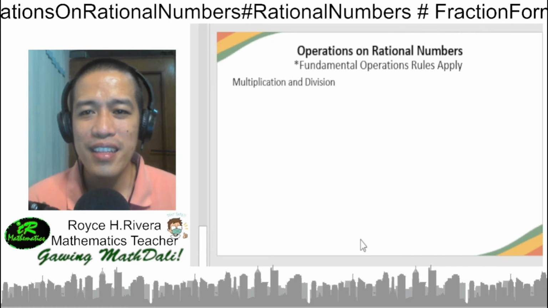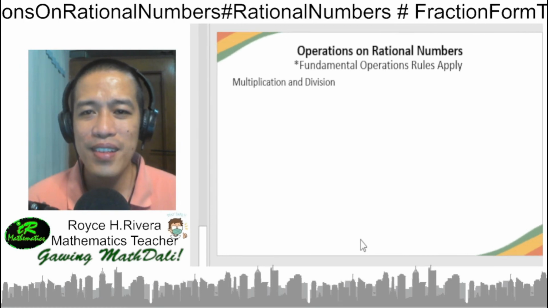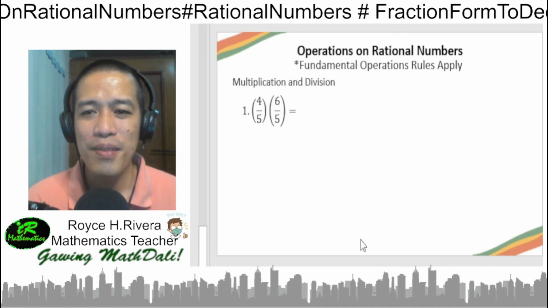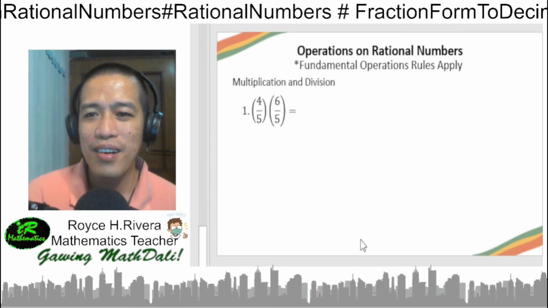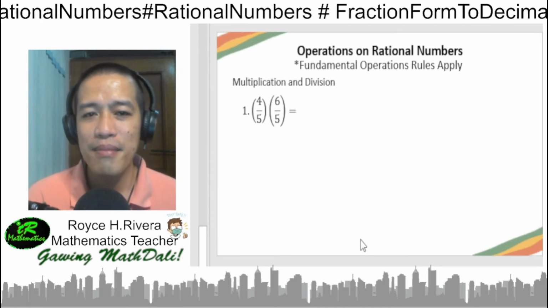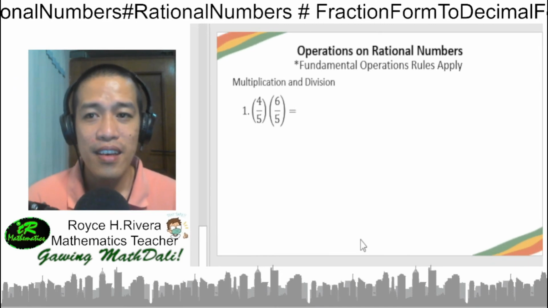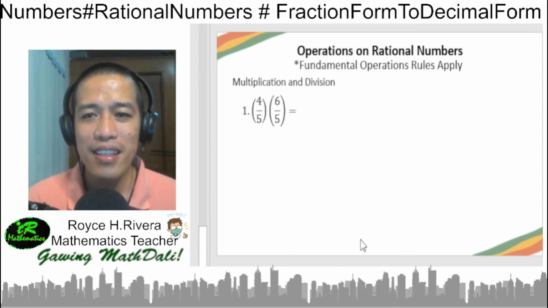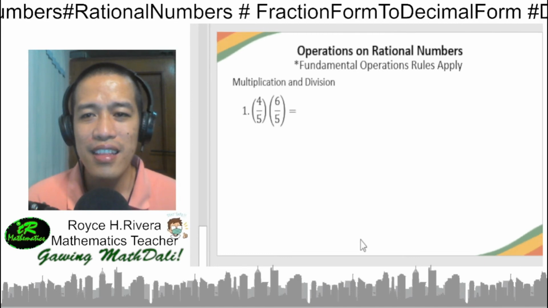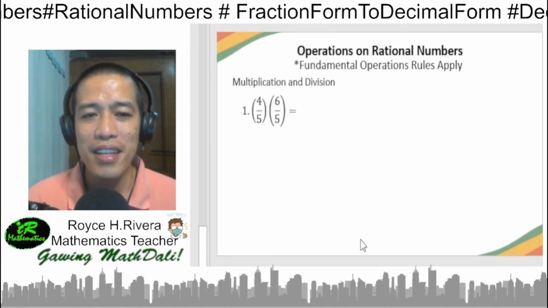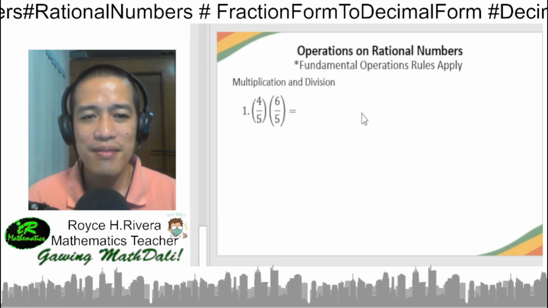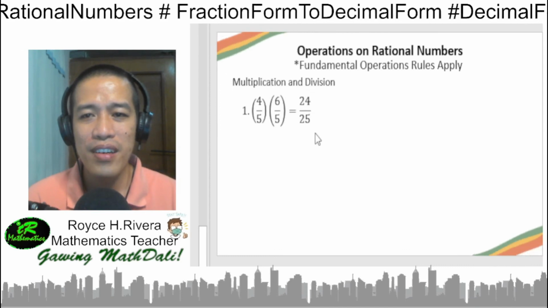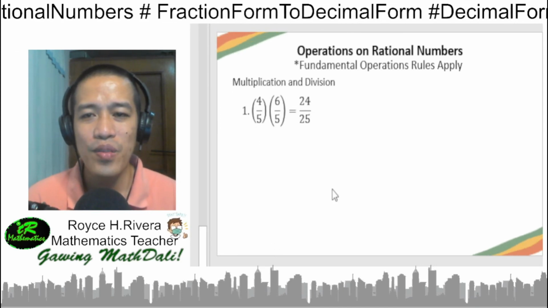Now, let us proceed to multiplication and division of rational numbers. Number 1, let us get the product of 4 over 5 times 6 over 5. All you have to do is to multiply the numerator by the numerator and denominator by the denominator. We have 4 times 6 is 24. 5 times 5 is 25.